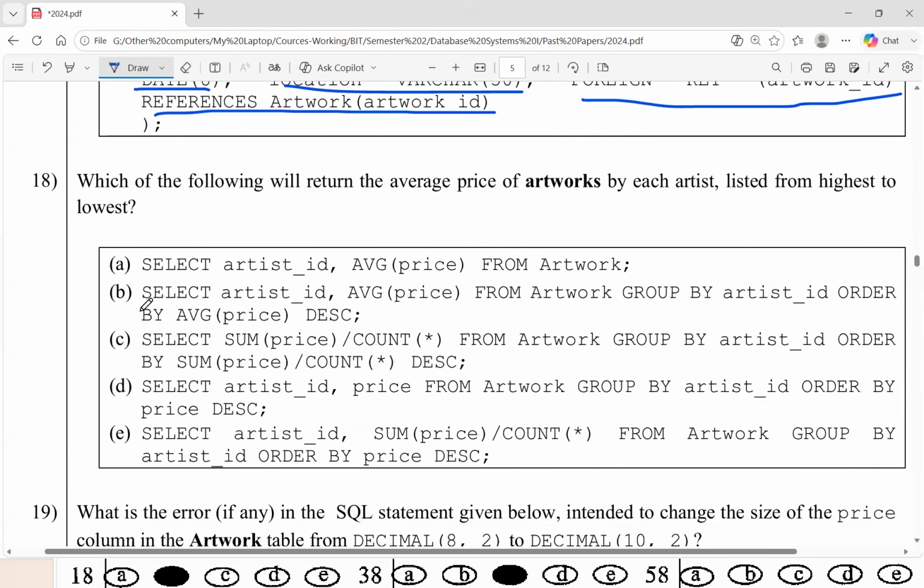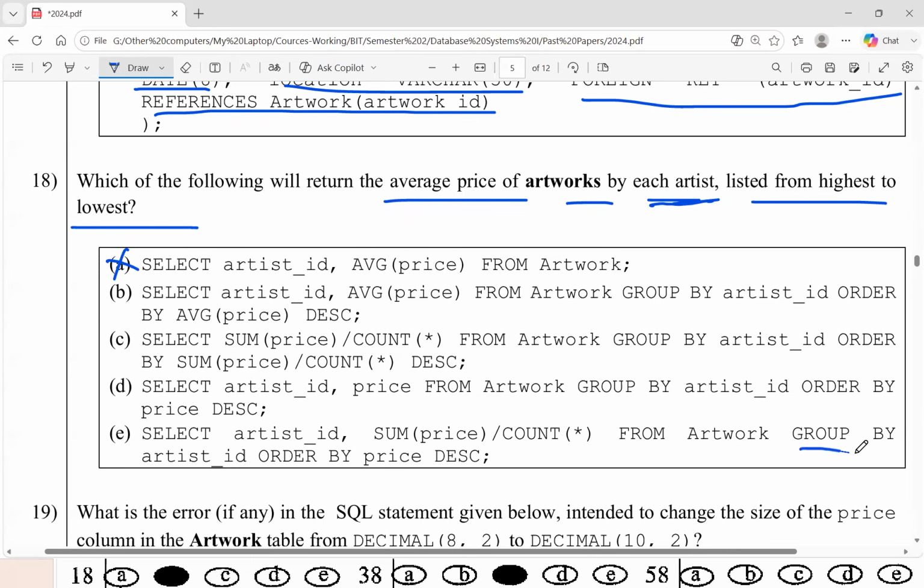Right. 18. Which of the following will return the average price of artworks by each artist? Group by is needed. List from highest to lowest. Right. Average price of artworks by each artist. Then definitely we must use group by. Here no group by. Without group by we cannot do this.